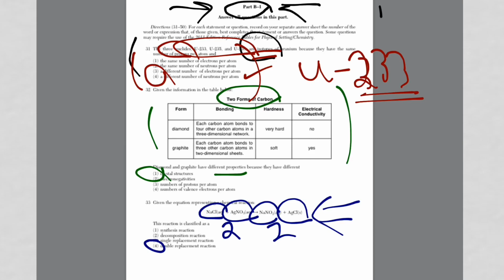So the first 50 questions of the Chemistry Regents Exam are always multiple choice. Part A and then Part B-1. So on to short answer questions. Keep working hard and good luck.